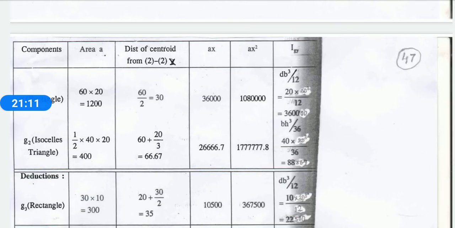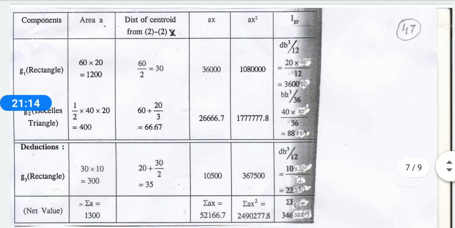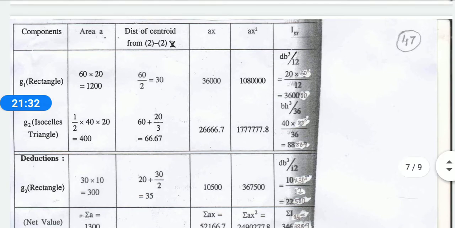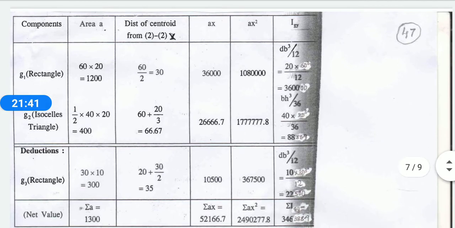60 divided by 2 for the first rectangle, 60 plus 20 divided by 3 for the triangle, and 20 plus 30 divided by 2 for your small rectangle, that is the deduction part. After finding your x, just multiply it for getting Ax and Ax square value. Then you need to find your I of Gy. This I of Gy is given in your first table. You need to study that. The formula for the rectangle is equal to db cube divided by 12. Substitute your value and get the answer. For the isosceles triangle, that will be equal to b of h cube divided by 36. For the normal rectangle, we already know, db cube divided by 12.